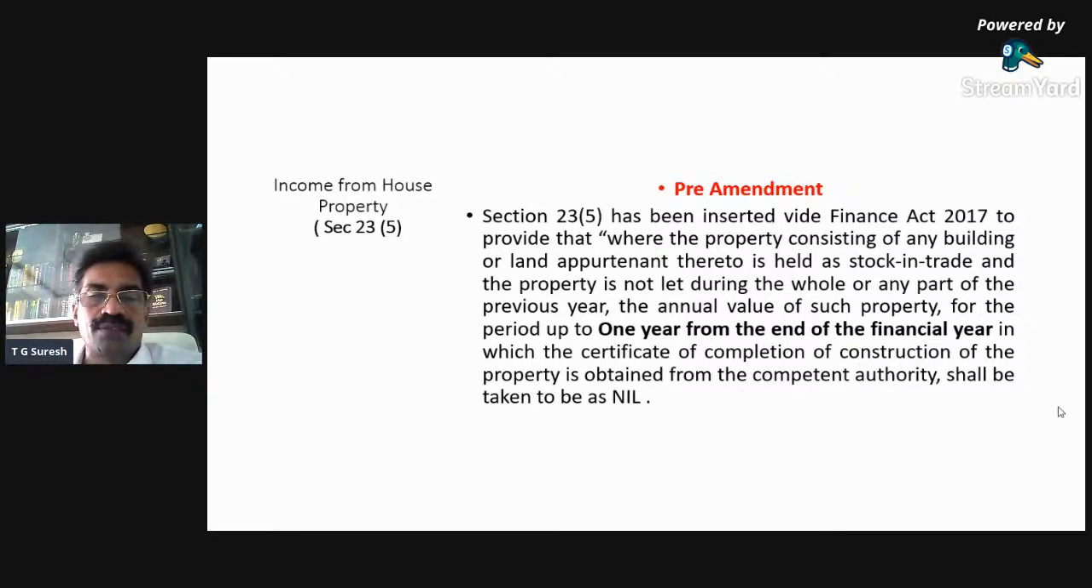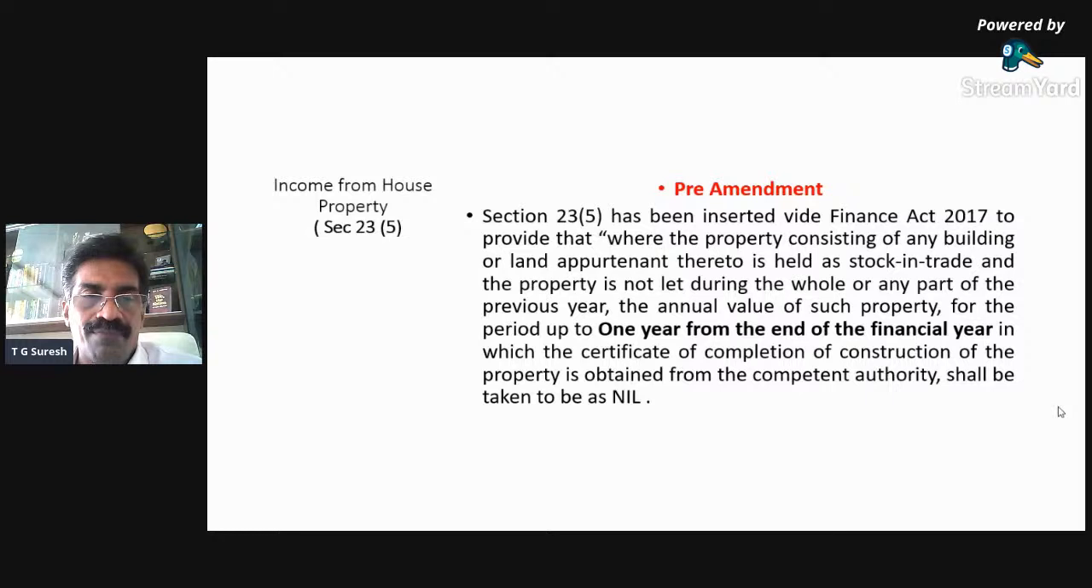Just visualize, I have 1,000 properties completed and I'm able to sell only 300, 400, and for the remaining 600 properties I have to pay tax on expected rent. This large project will have a huge setback at a time when the real estate sector is already reeling under some kind of pressure. The government considered this particular point.